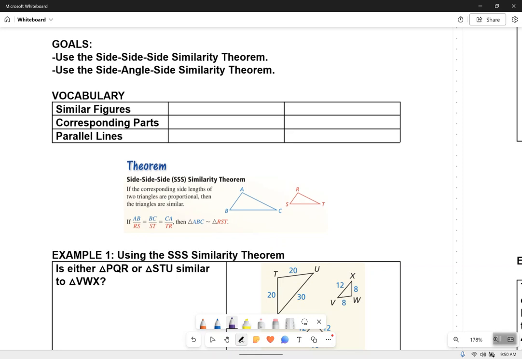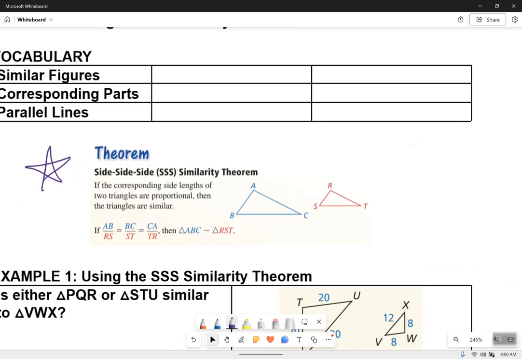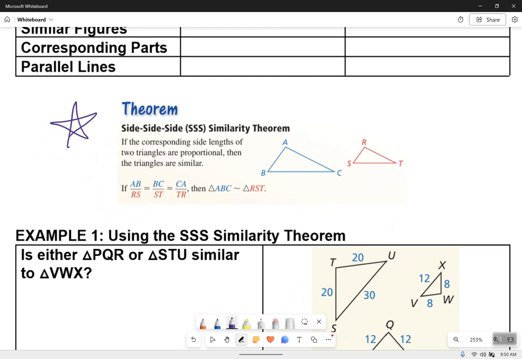Okay. So guys, right here is where I'm at. I'm on this first one, our first theorem. It's called the side, side, side similarity theorem. So I'm going to blow this up a little bit so we can read that better. Let's just talk about what this says. It says if corresponding side lengths of 2 triangles are, what's the word right here? Proportional. I'm going to underline that word. I think that's important in this theorem. Then the triangles are similar.